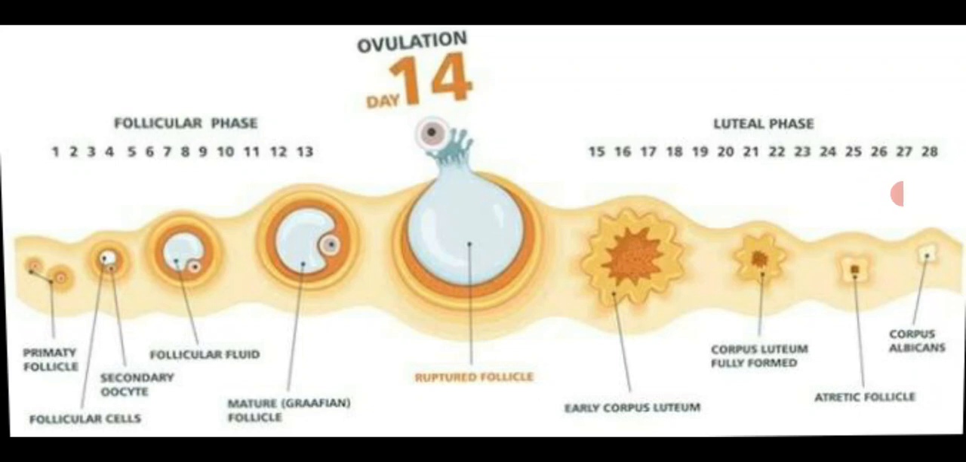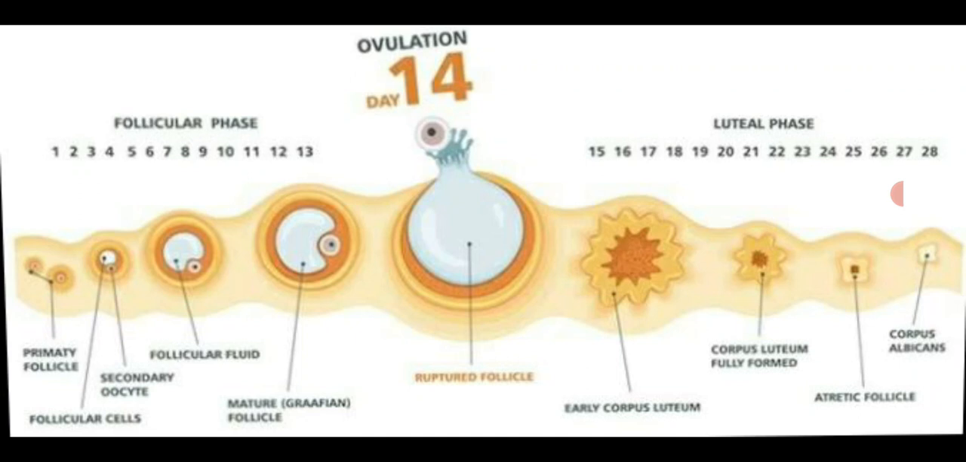In this video, we will discuss the process of ovulation and the hormones responsible for ovulation. So what exactly is ovulation? Ovulation is the release of the secondary oocyte from the mature Graafian follicle, and this takes place roughly at the end of the follicular phase.